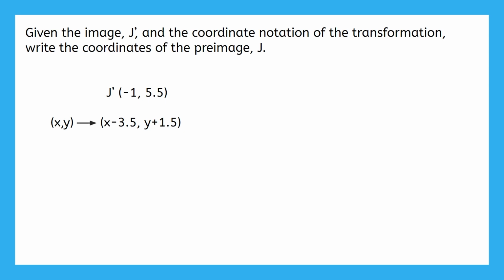Our coordinate notation tells us that x minus 3.5 is equal to -1. We can write that as an equation and solve for x by adding 3.5 to both sides. We place the value we found for x in the beginning of our pre-image coordinate. We can also see that y plus 1.5 is equal to 5.5. We can solve this by subtracting 1.5 on each side of the equation, and we get 4 as the y value in our pre-image. Setting up equations and solving can help us work backwards to find that pre-image.